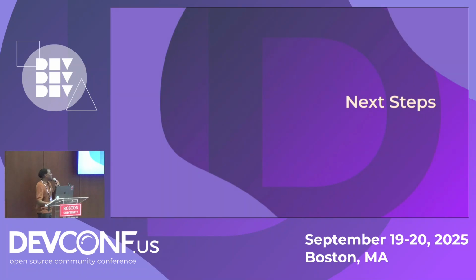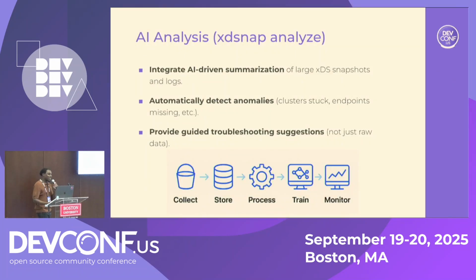So next steps. I'm really looking to use AI analysis, the part of how LLMs work. This is going to take a while to do, but overall, I'm just looking to make sure that whenever you get your data, you can summarize what's happening with Envoy, with xDSnap, and provide guided troubleshooting suggestions, so it's not just raw data. This is going to take a while, but I'm passionate about being able to get to this point so that we can further help service mesh.